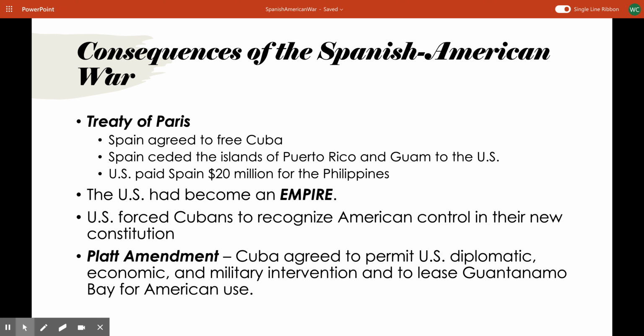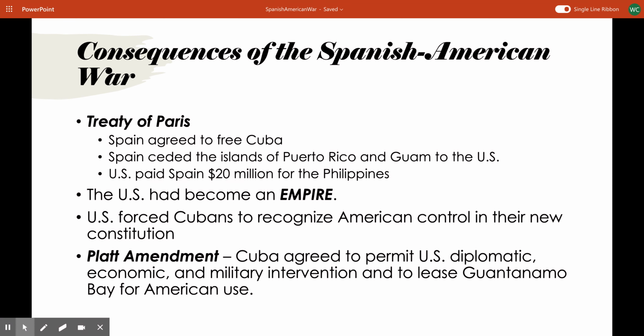So the question is, would the United States uphold its commitment to Cuba's freedom, or was it going to take Spain's place as a distant oppressor? And really, the answer was a bit of both. So, although the United States didn't annex and conquer Cuba and make it a territory of the United States, it did force Cubans to recognize American control in their new constitution.